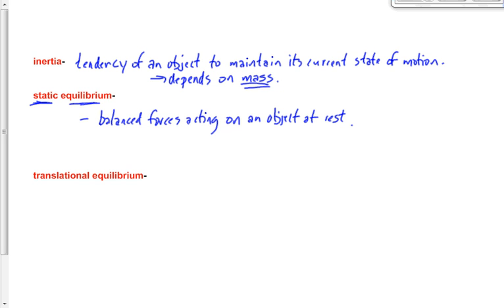Leah's desk right now is in static equilibrium because all of the forces that are acting on it, and there are lots of them, are all balanced. If there's a force to the right, there's a force to the left that balances it. If there's a force up, then there's a force down that balances it. They all add up to cancel. They all add up to give me a zero net force. It's in static equilibrium. It's at rest, and the forces are all balanced acting on it. So the object at static equilibrium wants to stay at rest. If it's at rest, it wants to stay there.